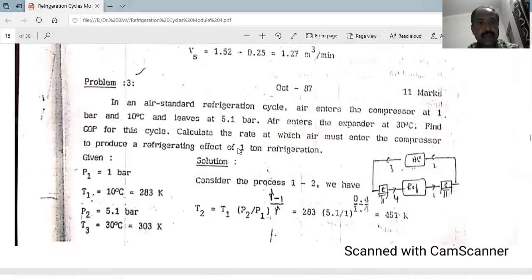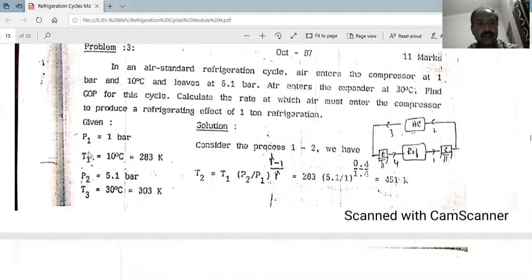That is an air standard refrigeration cycle. In an air standard refrigeration cycle, air enters the compressor at 1 bar and 10 degrees centigrade and leaves at 5.1 bar. Air enters the expander at 30 degrees centigrade. Find the COP of the cycle. Calculate the rate at which the air must enter the compressor to produce the refrigeration effect of 1 ton of refrigeration. Based on this problem, I have to write down this data here.